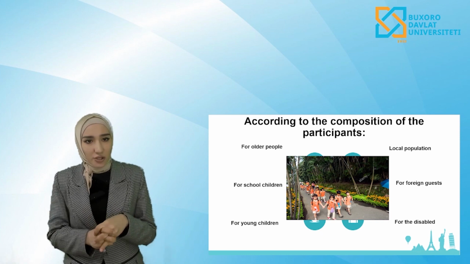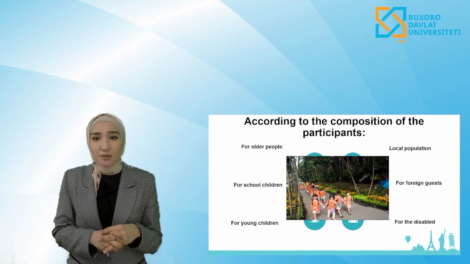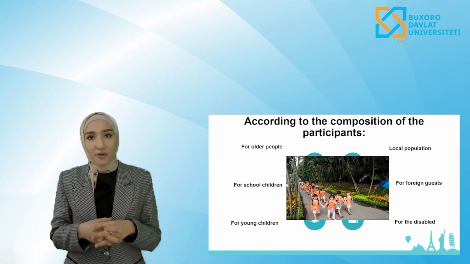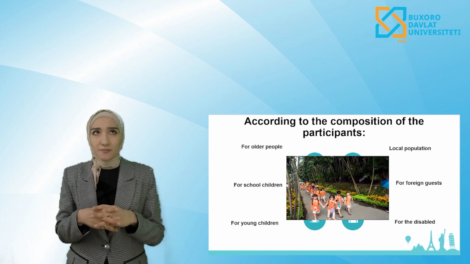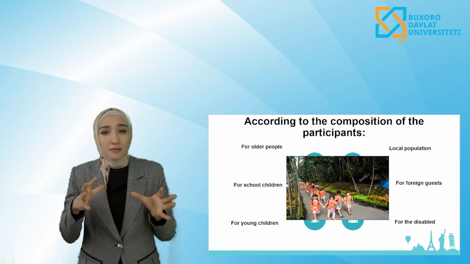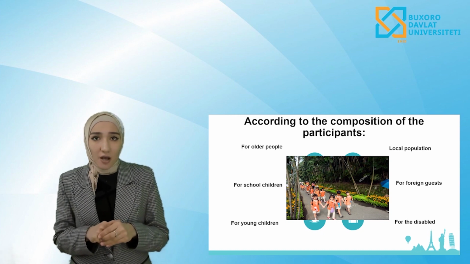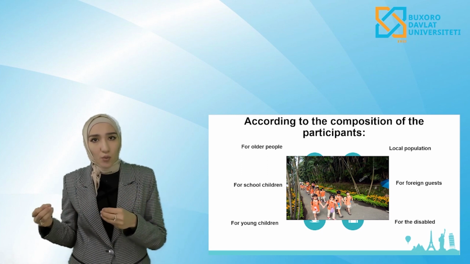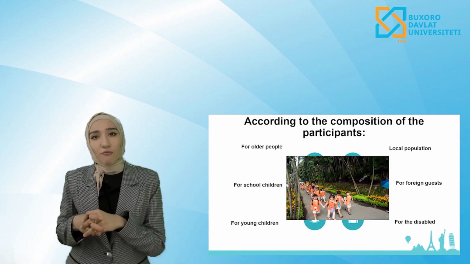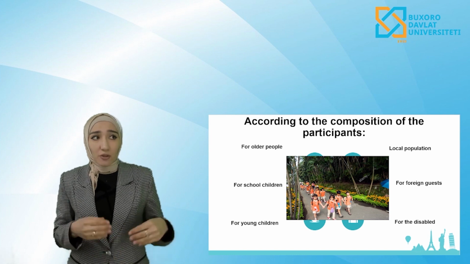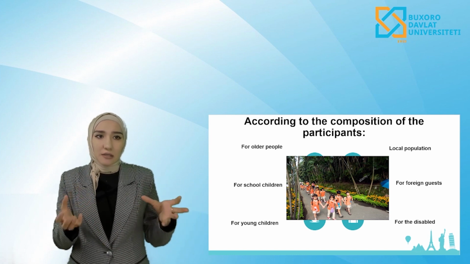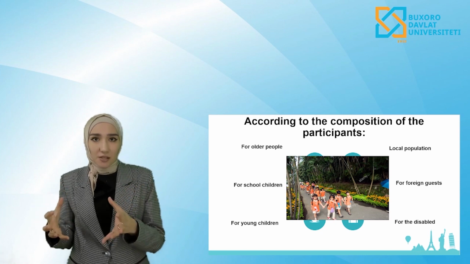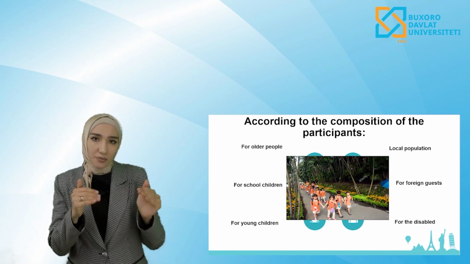For instance, for young children, for school children, for older people, for local people, for foreign guests, and for the disabled. Why should we pay attention to the age category of travelers? Because the information that is given by a professional guide differs according to the age category of tourists. For instance, for school children, for young children, we give some kind of information that is not equal to the information that we give for foreign tourists. And it's the same for local population. For local population, we give broad information that includes every detail that is related to the excursion object. For foreign tourists, we mainly give basic information that can be understandable for them. And it's without the age category.